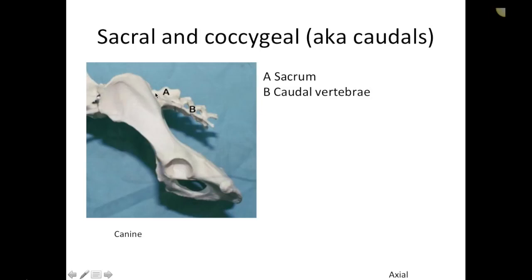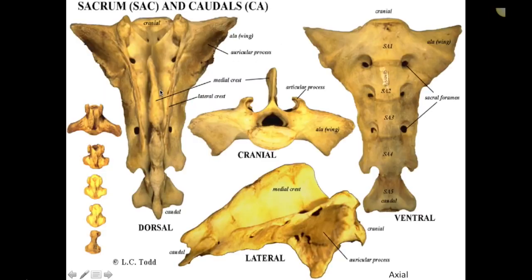So the sacrum is fused. The sacrum is made up of various sacral vertebrae, but they're fused together to create one big bone plate. So they're unique in that sense. And these are definitely cow, but they are all fused in mammals, the sacrum.